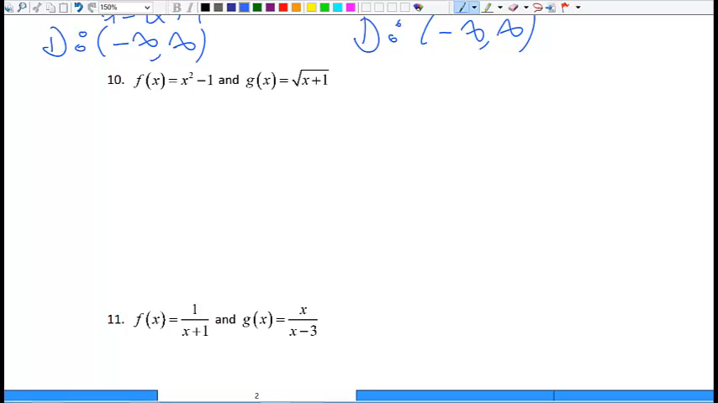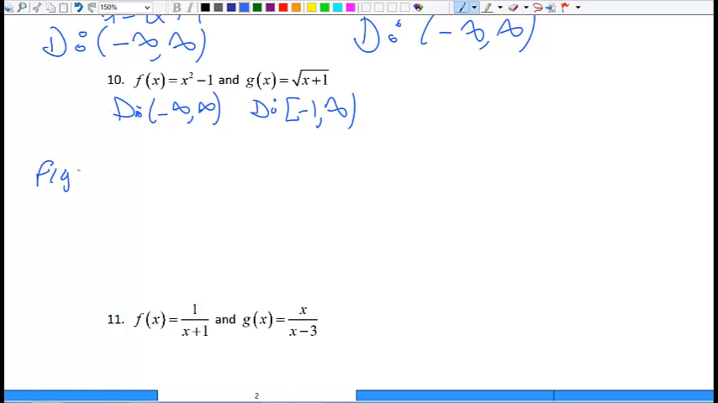Okay, so number 10, we're given x squared minus 1. And let's just take a second and talk about domains of each function. In x squared minus 1, the domain is going to be all real numbers. There's no restriction on it. However, in the square root of x plus 1, we have negative 1 being a critical point. I think we've seen this example enough times in this review session that I'm just going to jump to the domain being negative 1 to infinity on that. I'll leave that there, so when we talk about restrictions on the composition, we can reference this initial domain.